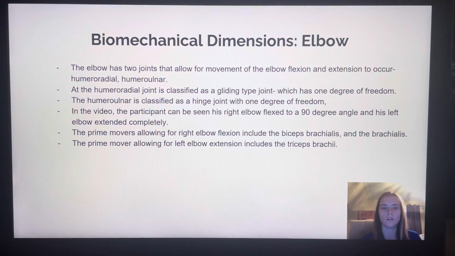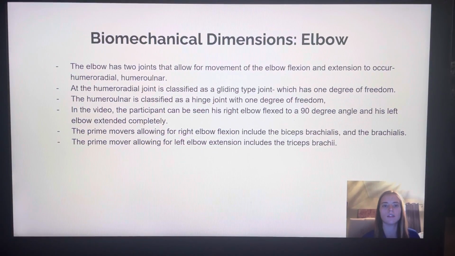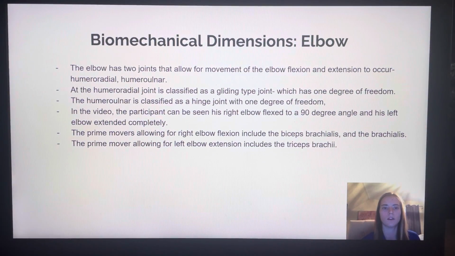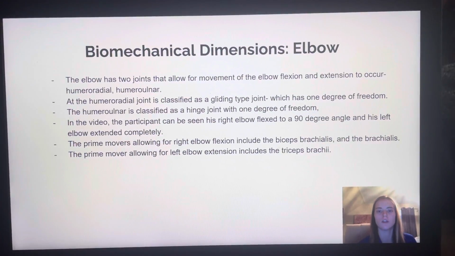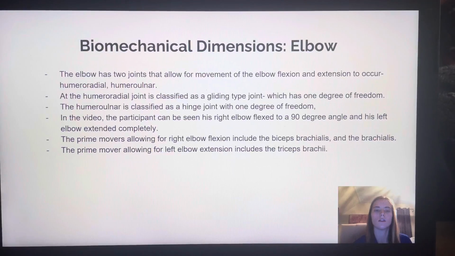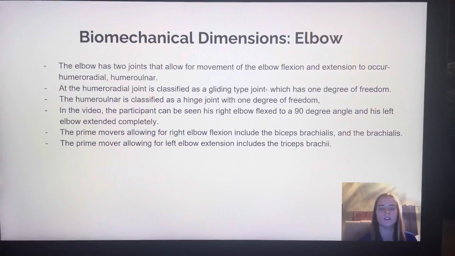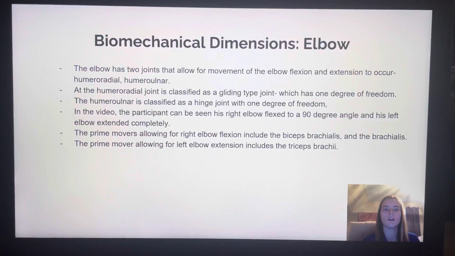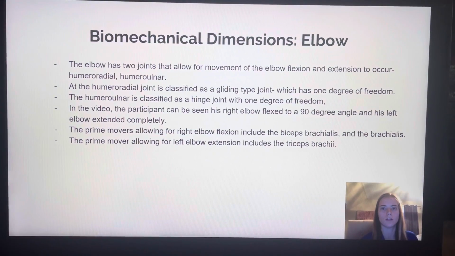In the video, the participant can be seen with his right elbow flexed to a 90-degree angle and his left elbow extended completely. The prime movers allowing for elbow flexion include the biceps brachii and the brachialis. The prime mover allowing for left elbow extension is the triceps brachii. Both of these muscles are performing concentric contractions.